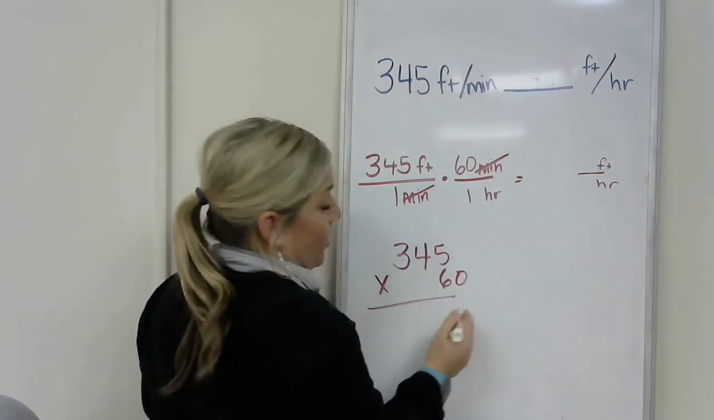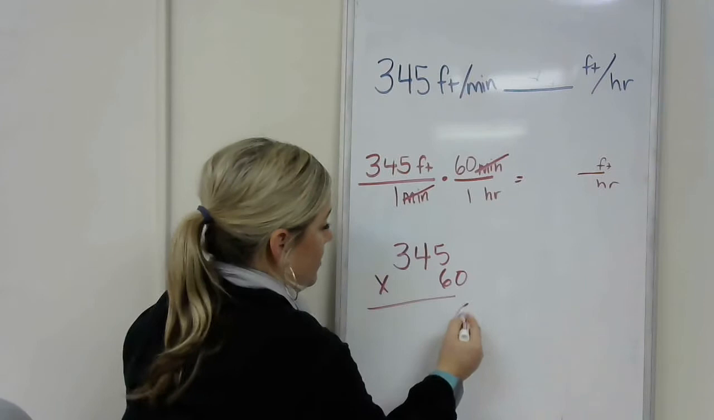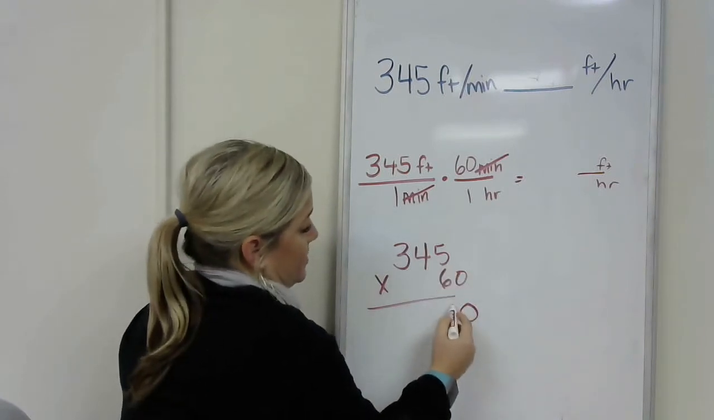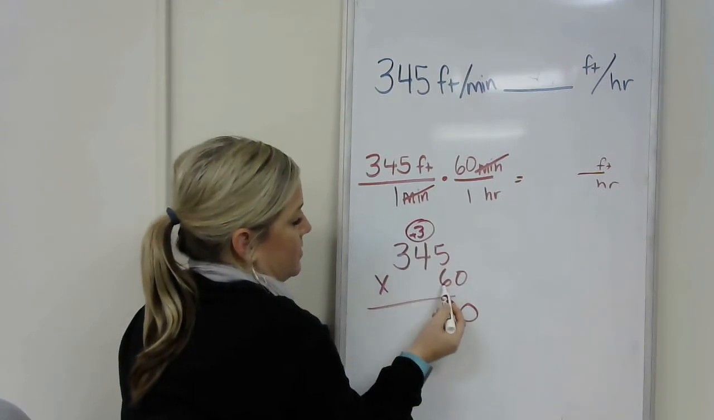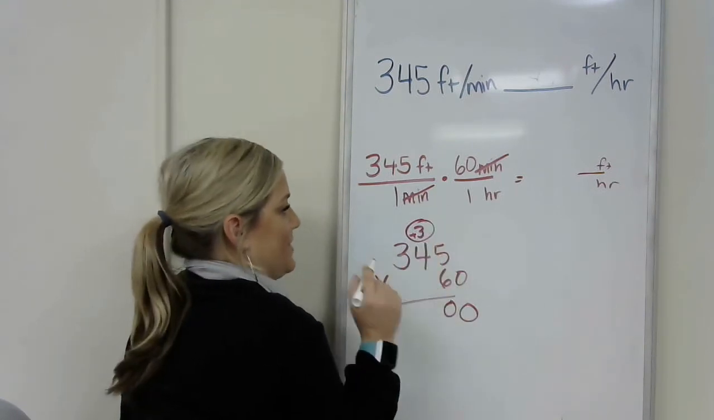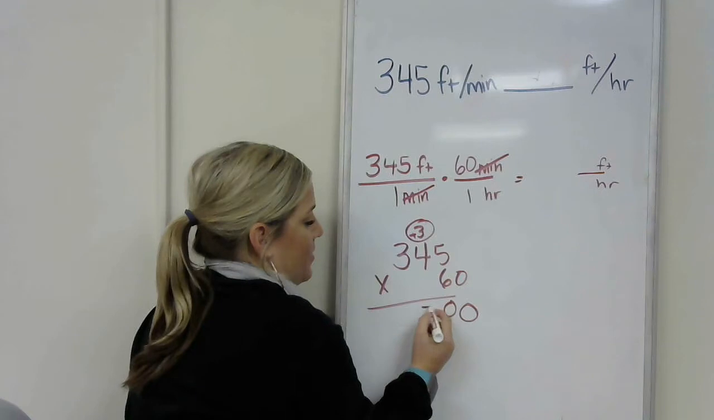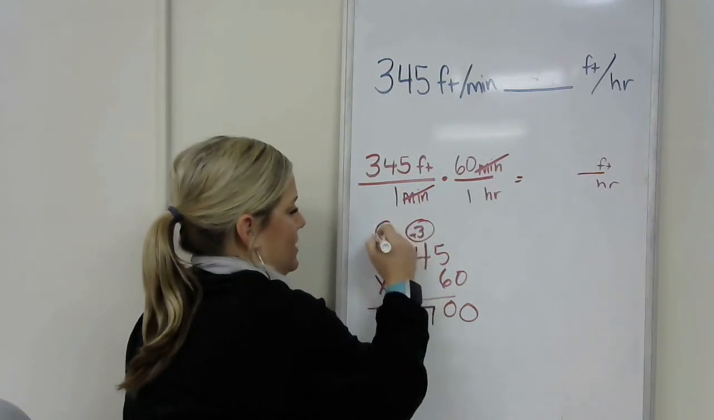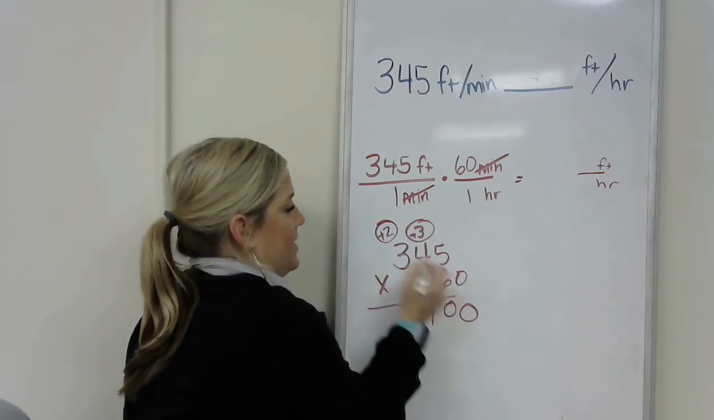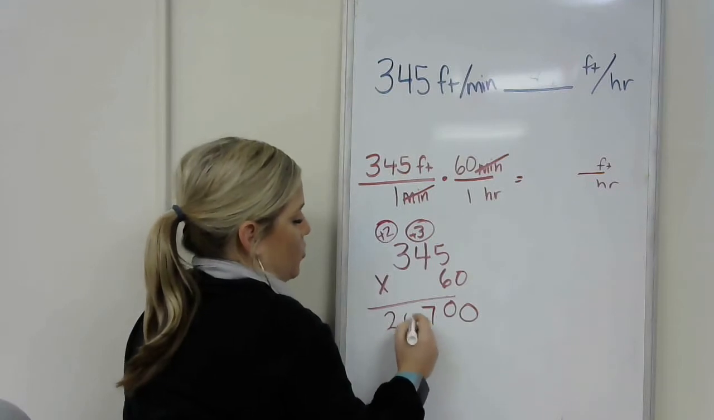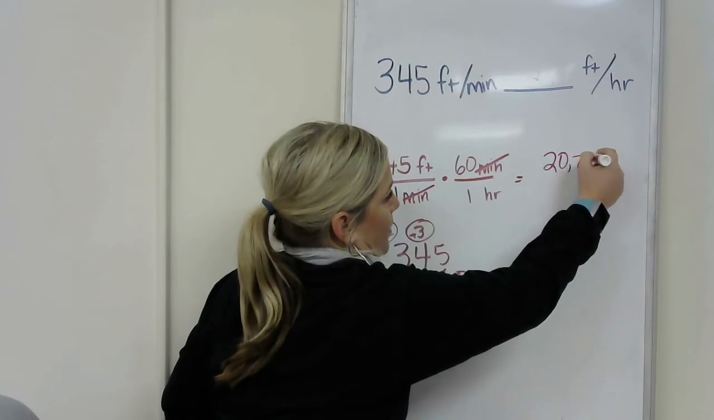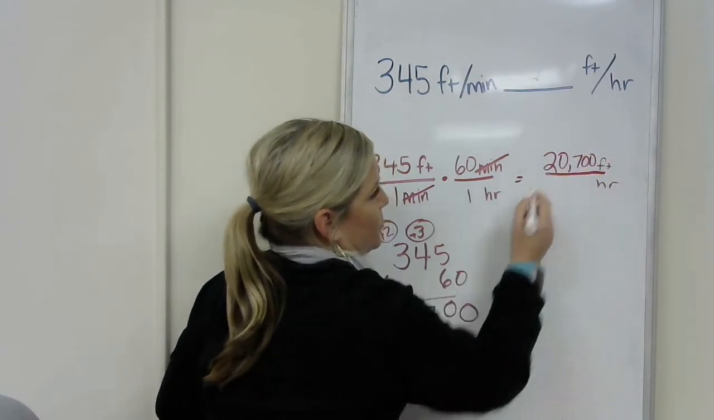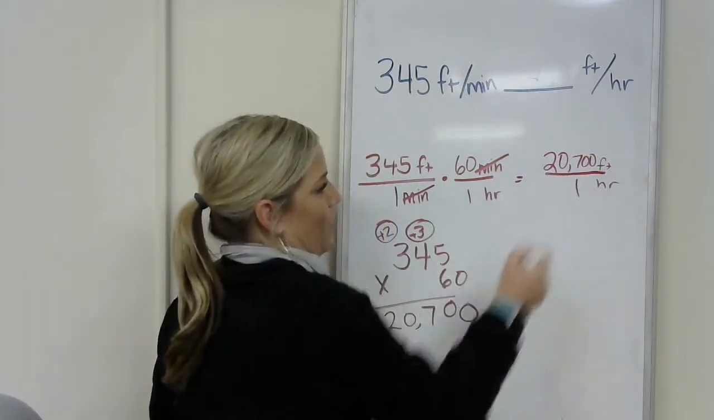I'm going to leave that 0 hanging off because I got time to do all this math. 5 times 6 is 30. The 0 can stay. The 3 got to go. 4 times 6 is 24. 24 plus 3 is 27. The 7 can stay, but the 2 got to go. 3 times 6 is 18. And 18 plus 2 is 20. So we get 20,700 feet per 1 hour.